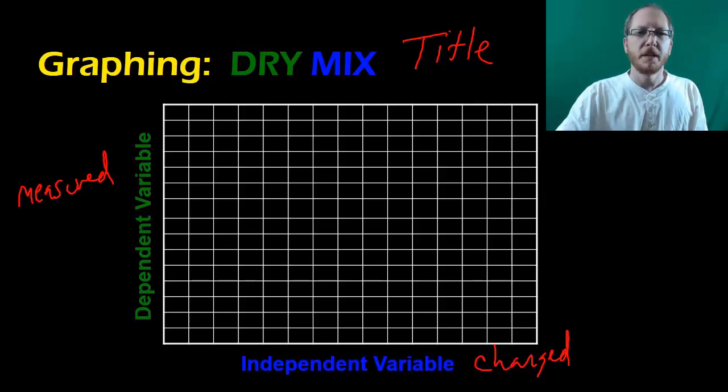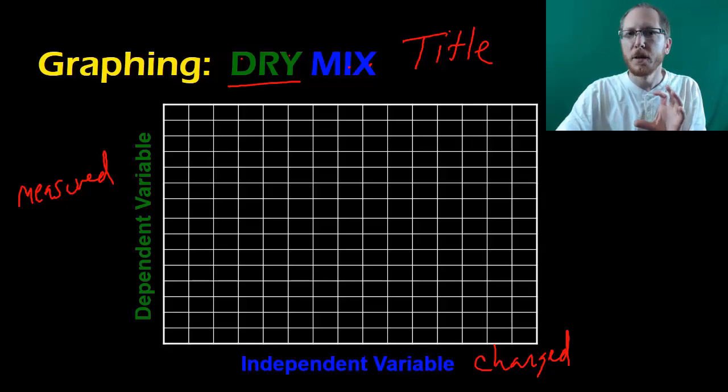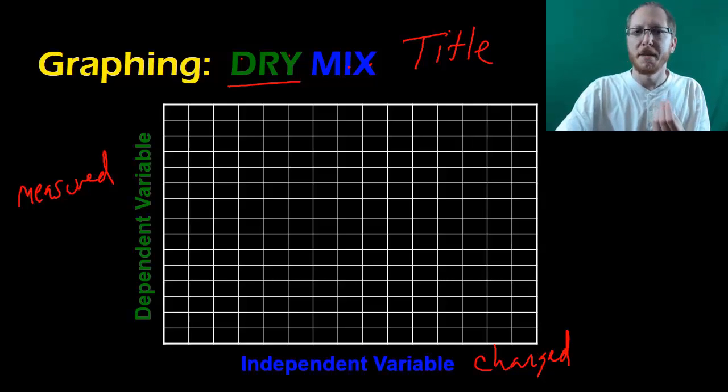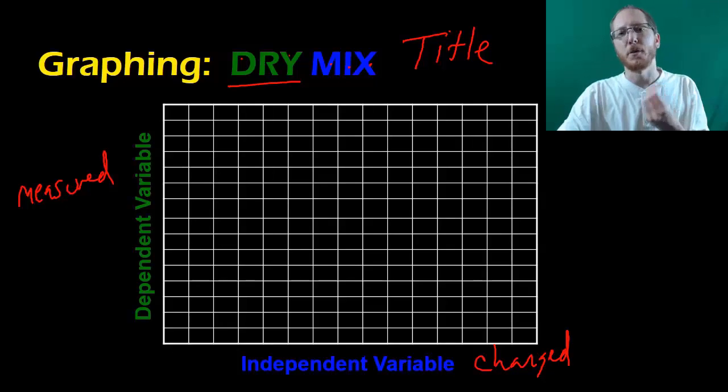And sometimes people like to use this acronym, DRY MIX. Just remember the dependent variable is on the y-axis, and then you have the independent variable on the x-axis. If you have other books that you look to, sometimes people call the dependent variable the responding variable. So that's the other reason DRY MIX is good, because dependent or responding variable goes on the y. And sometimes people call the independent variable the manipulated variable. So the manipulated or independent variable goes on the x.